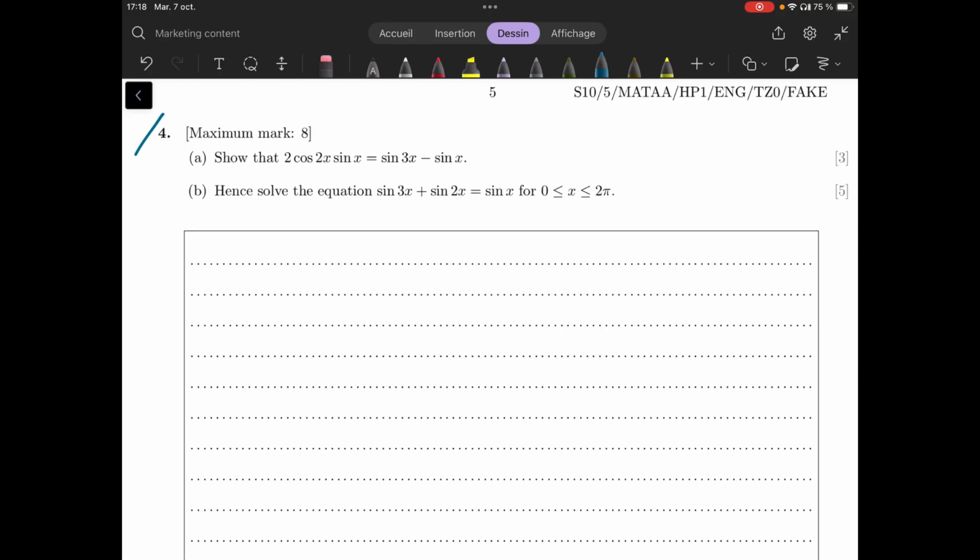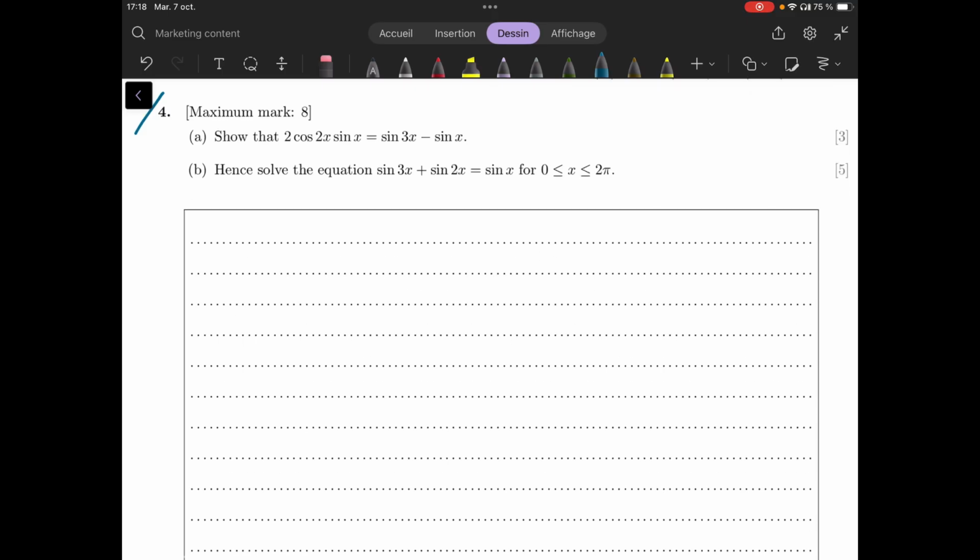This is question 4. In part A, you are asked to prove a trig identity, and in part B, you are asked to use it to solve the equation. So let's start with part A. This is a relatively straightforward proof. You can choose to start with the left-hand side or the right-hand side. I would personally go with the right-hand side.